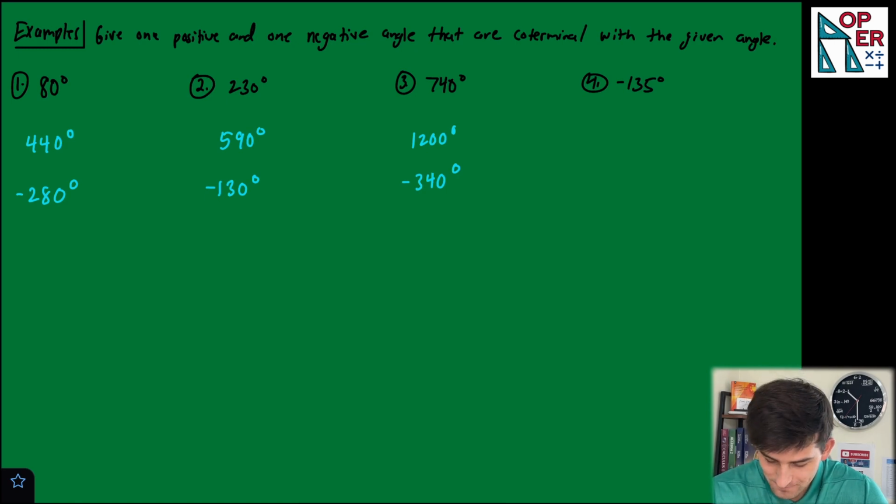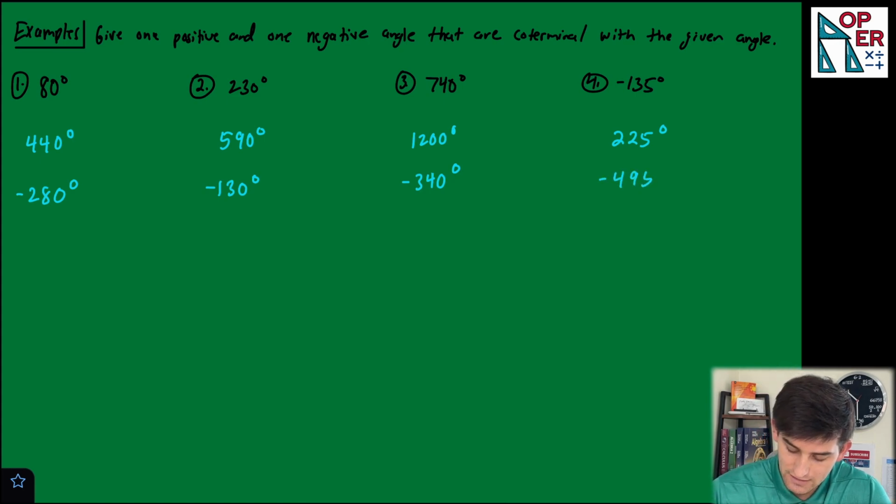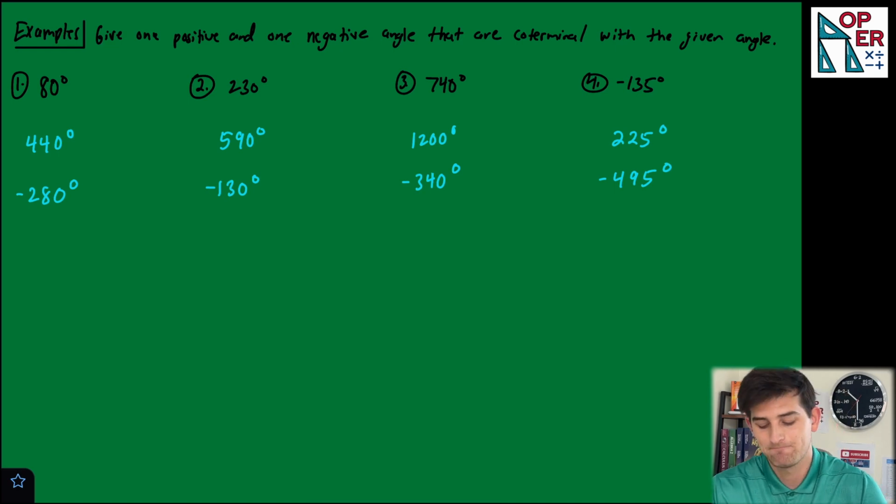Okay. All right. Number 4, we have negative 135. So I'm going to add 360 to get 225 degrees for my positive coterminal angle. And then for my negative coterminal angle, I'm going to do negative 495 degrees. Okay? All right, and that's what a coterminal angle is, and that's how you can find a positive and a negative coterminal angle from a given angle.